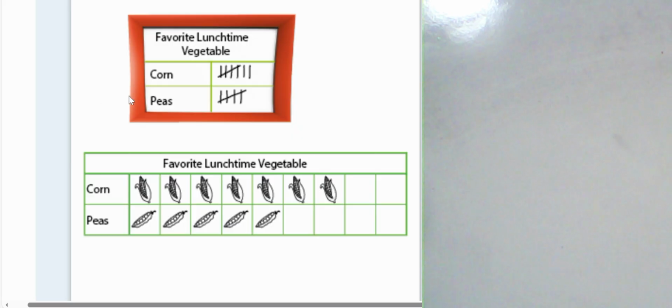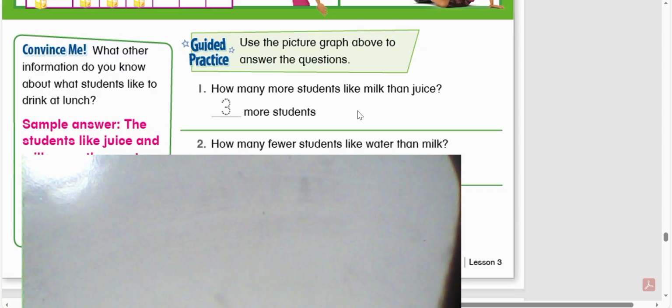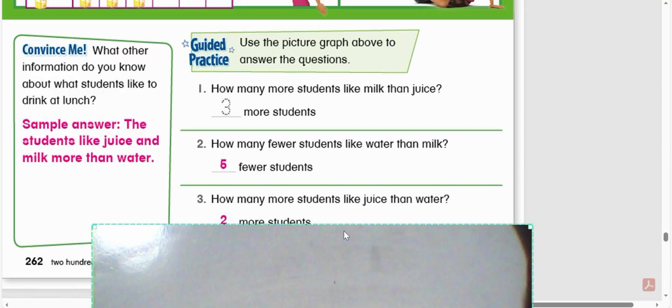You can check the answer: corn will be 5, and here bees was 5. And draw the vertical or picture. You can use this chart or picture. Next question. How many more students like milk than juice? You can find the difference between them. The result will be 3.